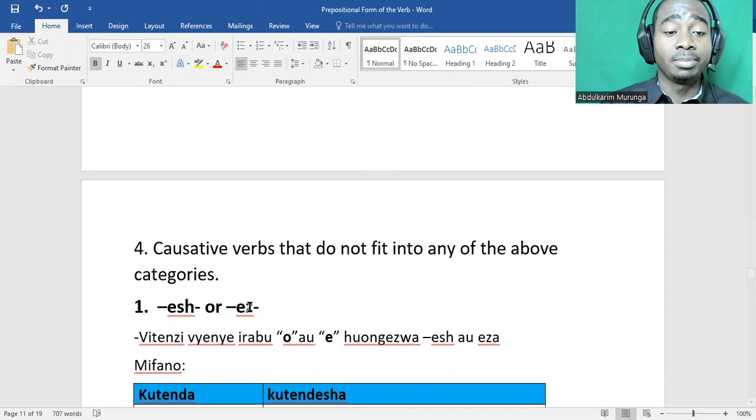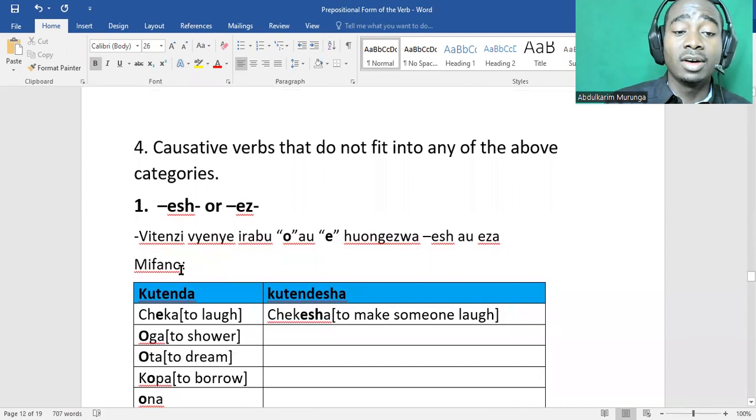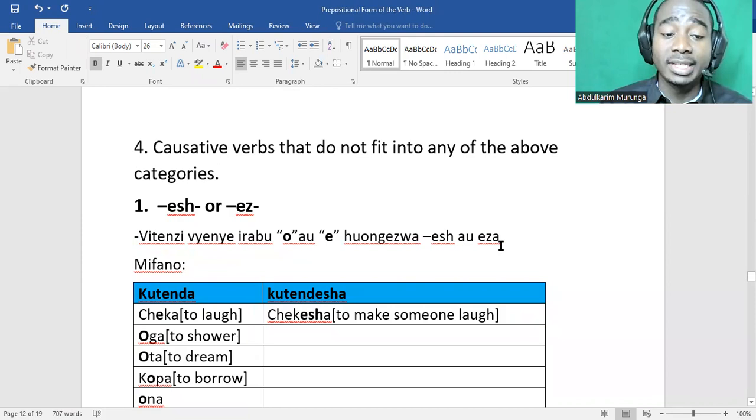The first one, those that we add -ish or -es. Vitenzi vyenye irabu o au e, huongezwa -ish au -es. So if it has the vowel o or e in the second last syllable, we have to add -ish or -es. So we just add -es between the last part.